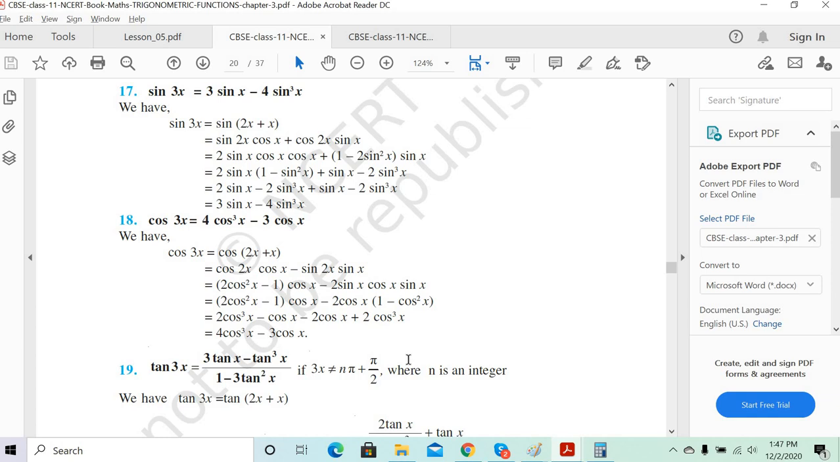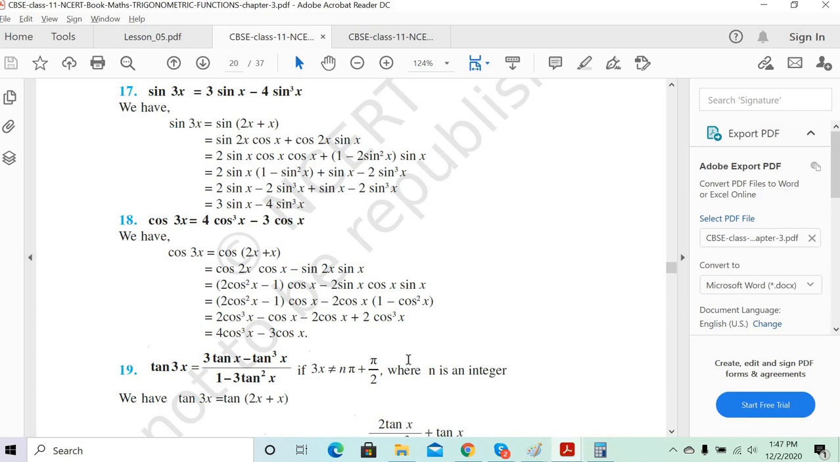Sir, I didn't understand how to further solve sin 2x cos x plus sin x cos 2x. Okay, sin 2x formula you remember? It's 2 sin x cos x. You have to substitute that. And cos 2x you have to substitute in terms of sin x. Cos 2x was what formula? 1 minus 2 sin square x. Because we want to put everything in terms of sin.